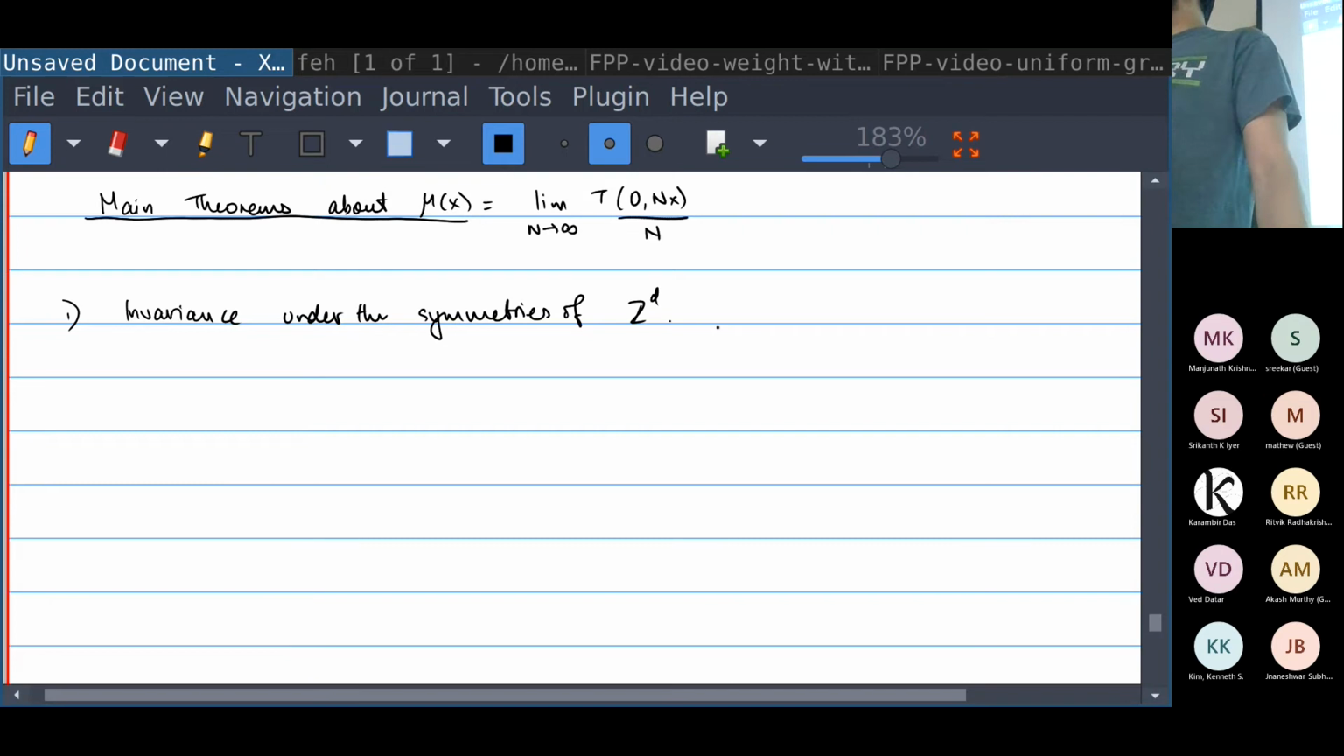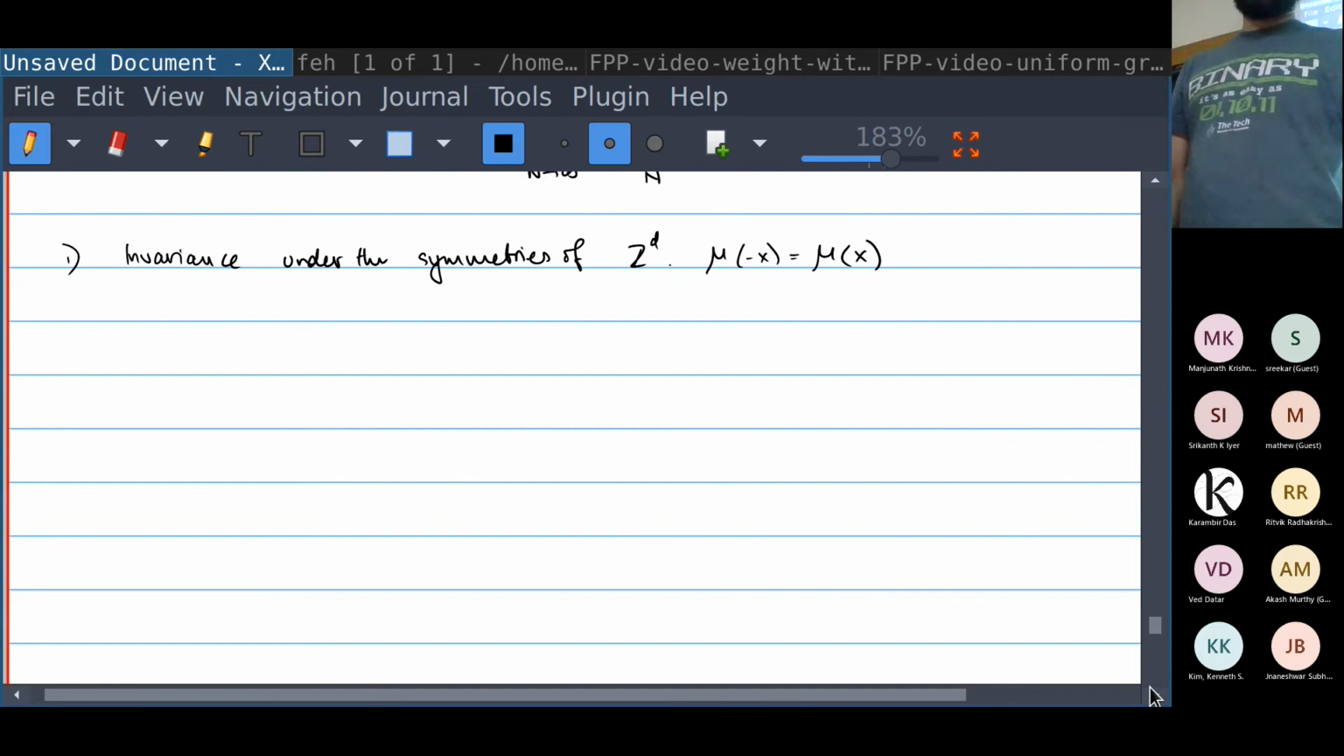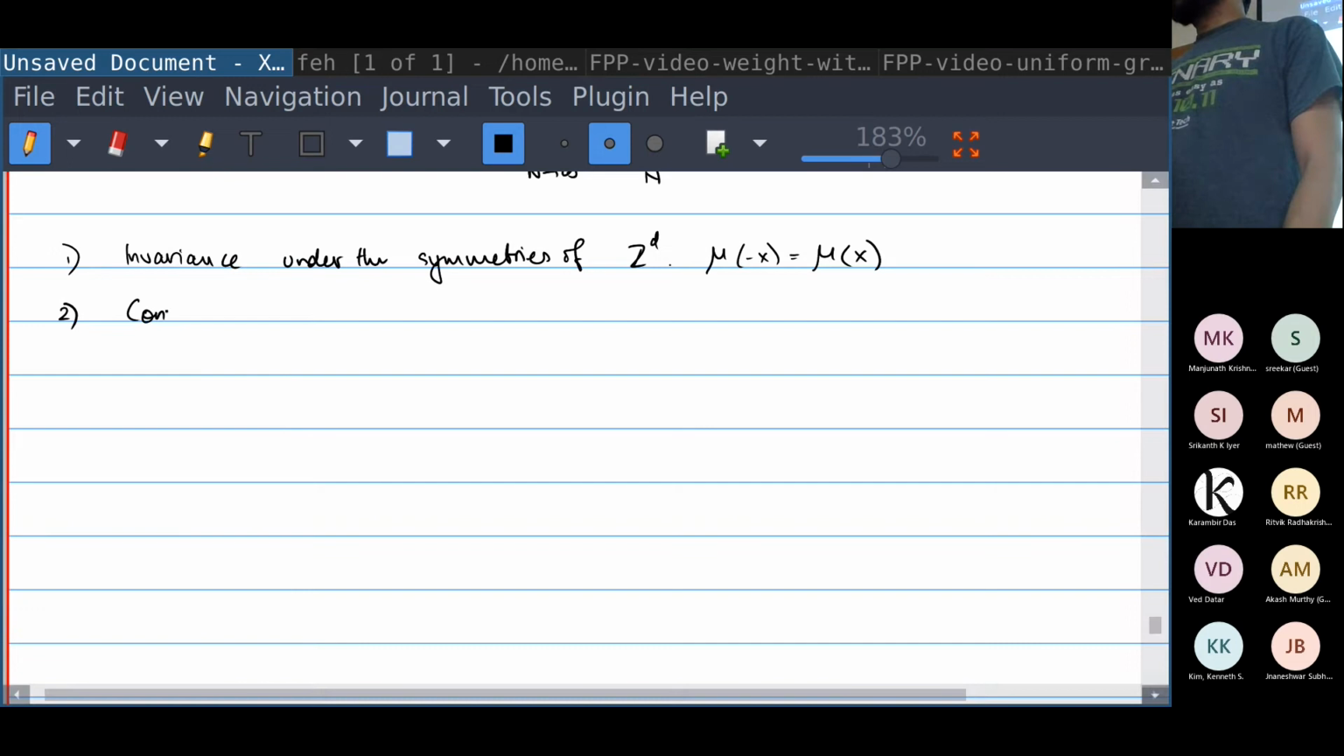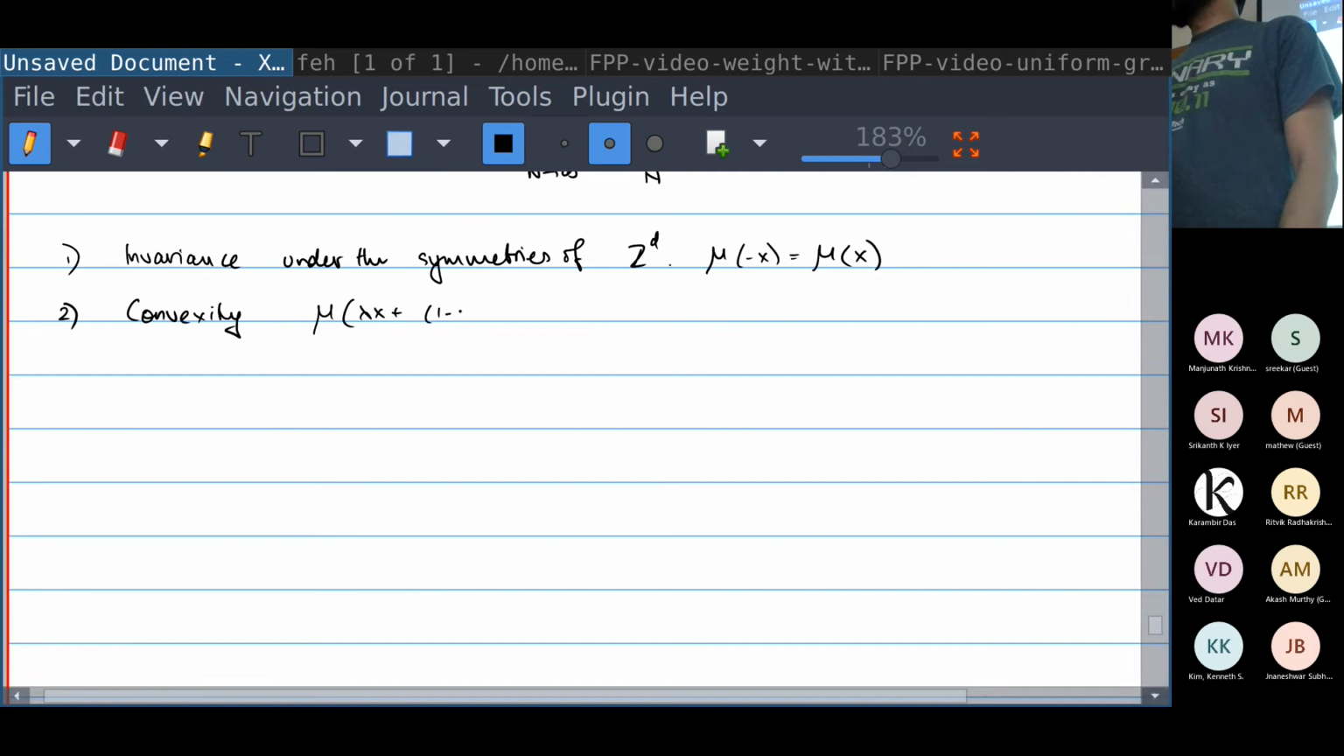For example, you have mu of minus x equal to mu of x. And if you rotate by 90 degrees, the time constant is invariant. Then other properties like convexity: mu of lambda x plus (1 minus lambda) y is smaller than or equal to lambda mu of x plus (1 minus lambda) mu of y.